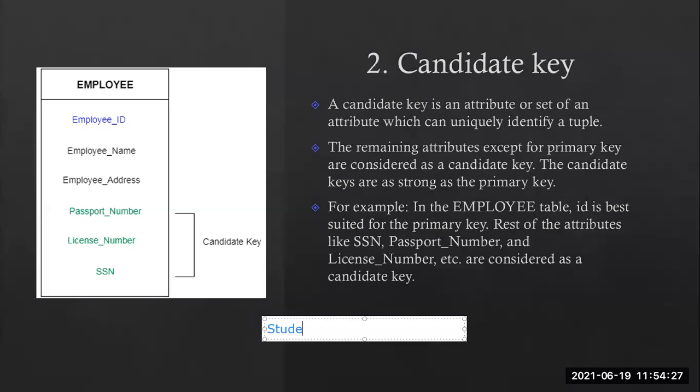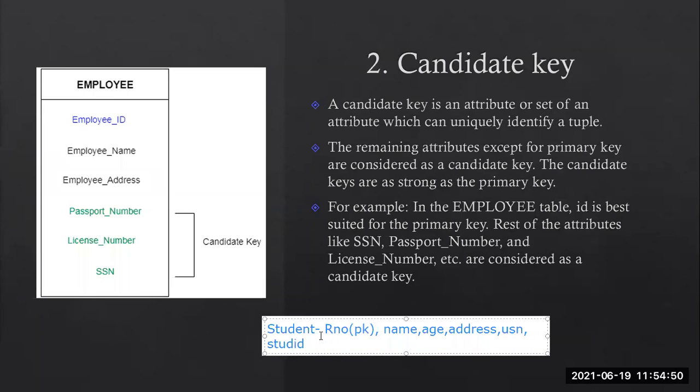From the student table, I have said roll number, name, age, address, then USN, then student ID. For the roll number, I have mentioned it as a PK. Can you tell me now which are the candidate keys here? USN and student ID.